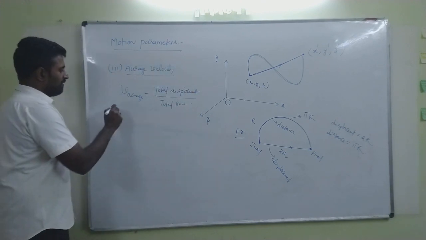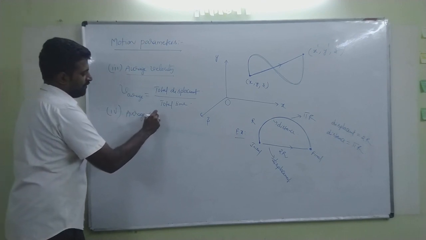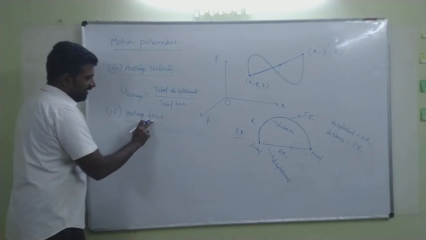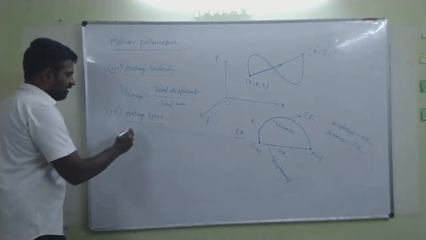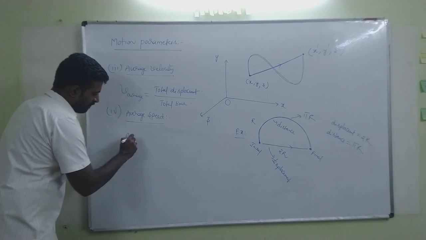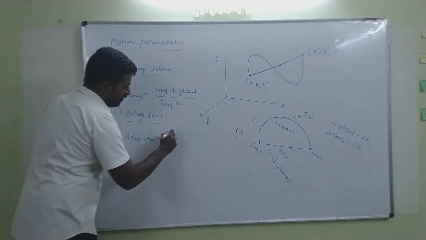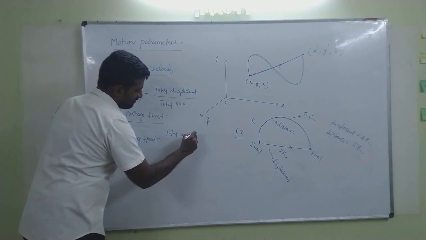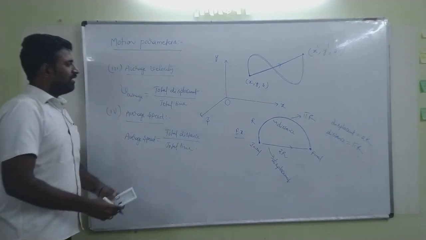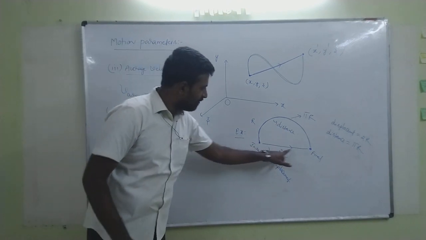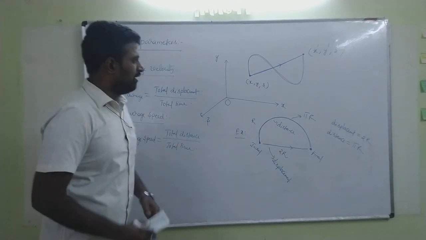Whereas average speed is the next motion parameter. Average speed. Speed is related to distance. Velocity is related to displacement. Average speed is defined as total distance divided by total time. So while calculating average velocity, you need to involve 2r. While calculating average speed, you need to involve pi r. That is very important.